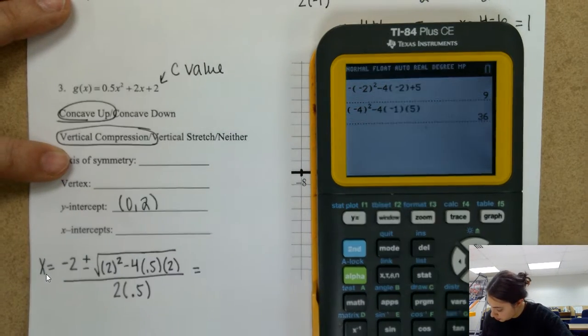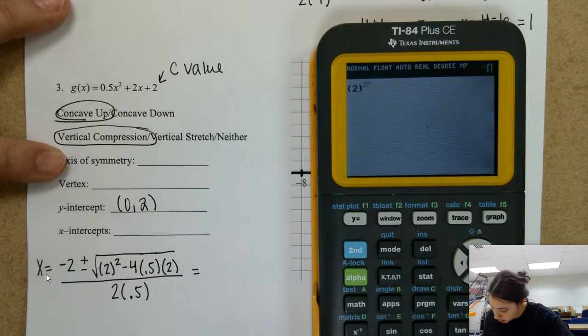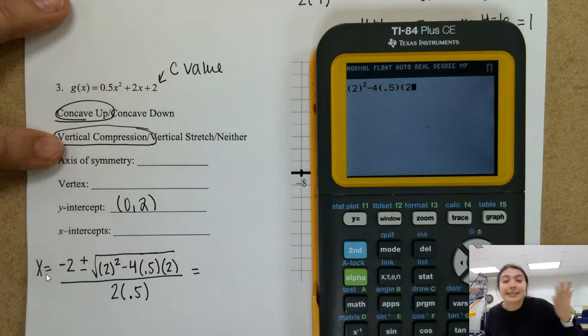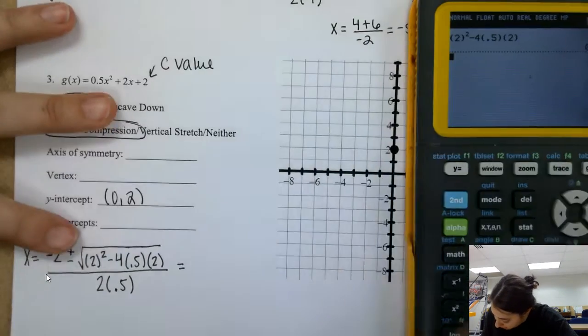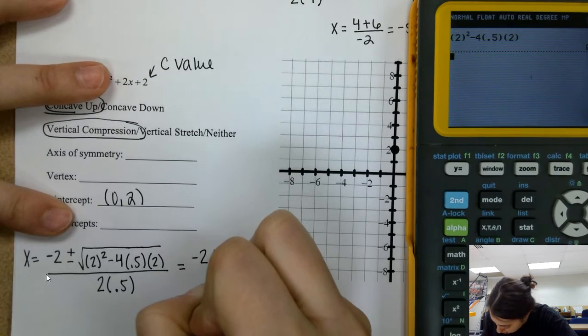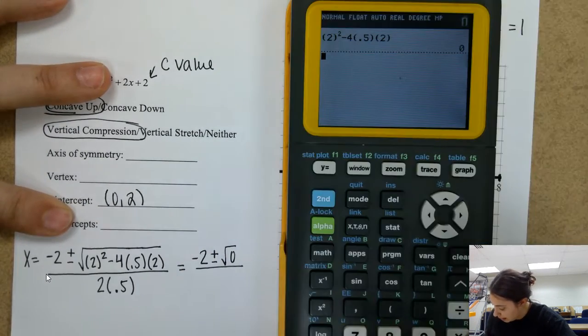So 2 squared minus 4 times 0.5 times 2 is 0. Oh my gosh, it's 0. That's awesome. So now we have -2 plus or minus the square root of 0 all over 2 times 0.5.